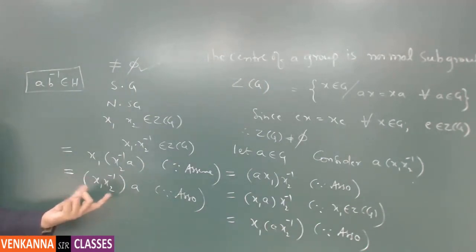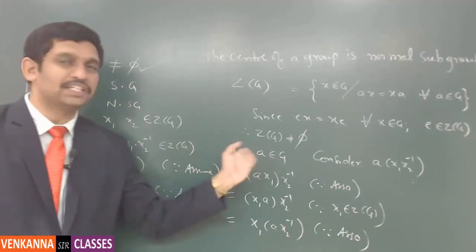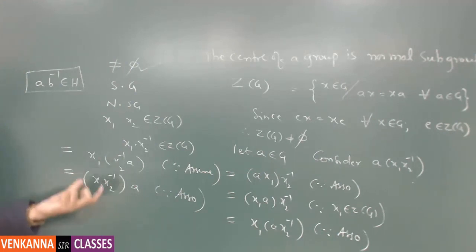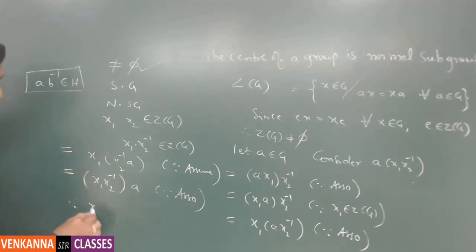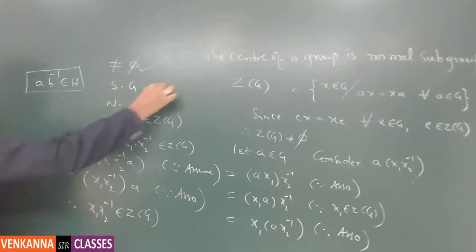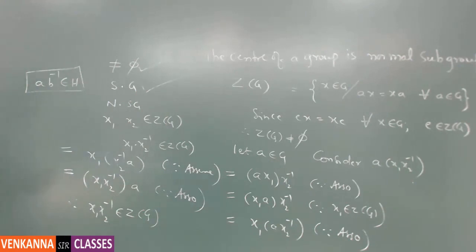So it is satisfying the commutative property with A, where A is any element in G. So x1 into x2 inverse is satisfying the commutative property with each and every element of G. Therefore, by definition, x1 x2 inverse belongs to the center. Therefore, the second part is completed. It is a subgroup. So please take a note of that.